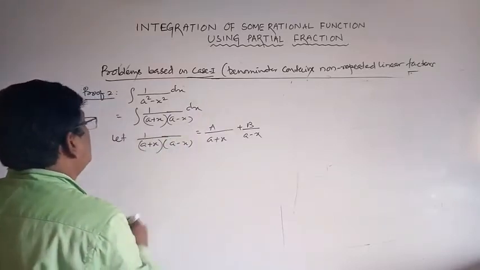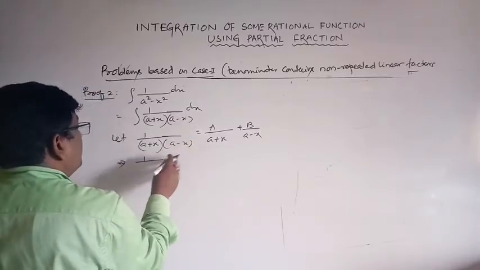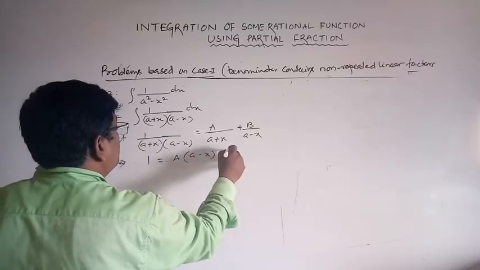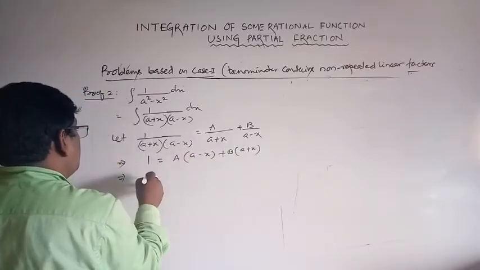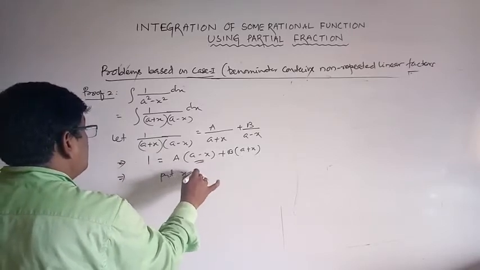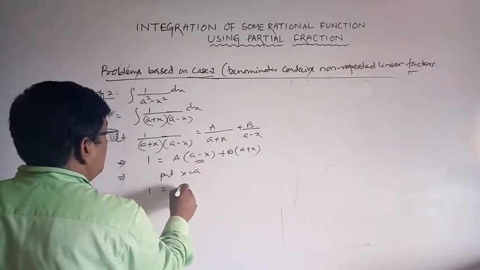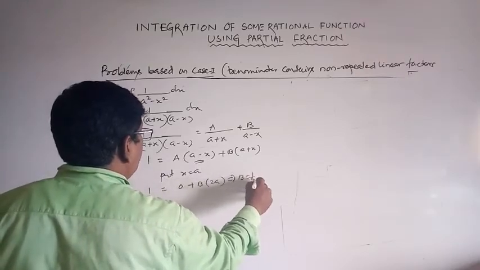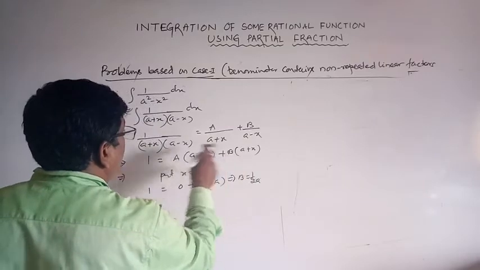So simplify. Cancel the LCM: 1 is equal to A into a minus x plus B into a plus x. So cancel this, eliminate this. Put x is equal to a, this is equal to 0. Now 1 is equal to 0 plus B into 2a. So B is equal to 1 by 2a. B is equal to 1 by 2a.